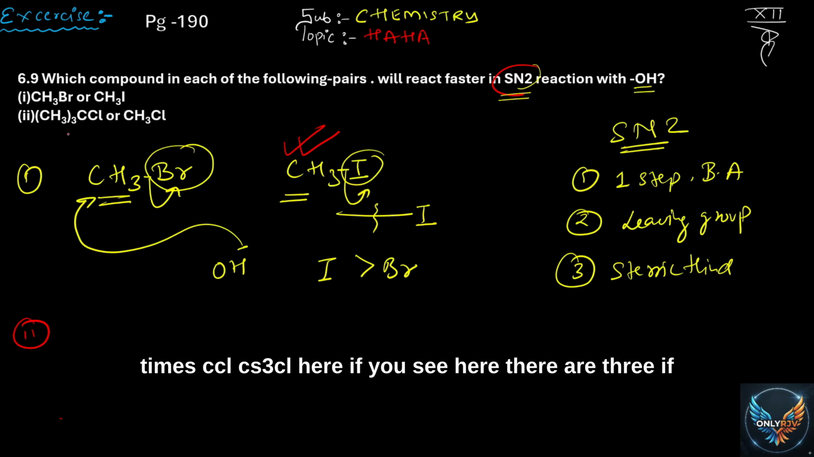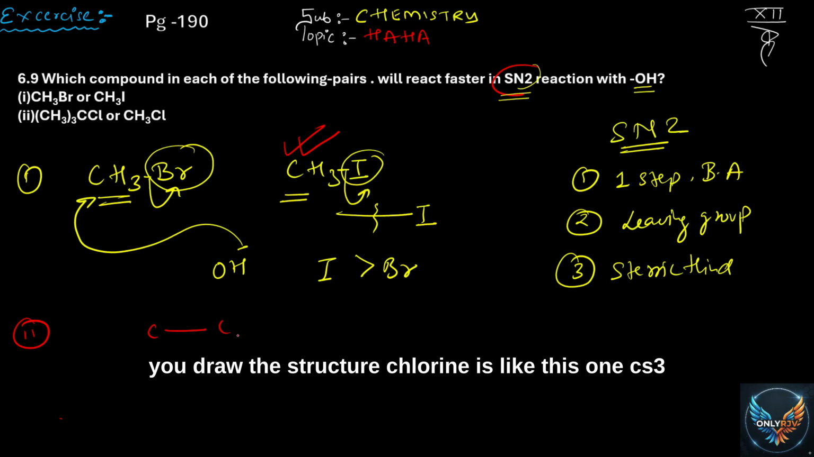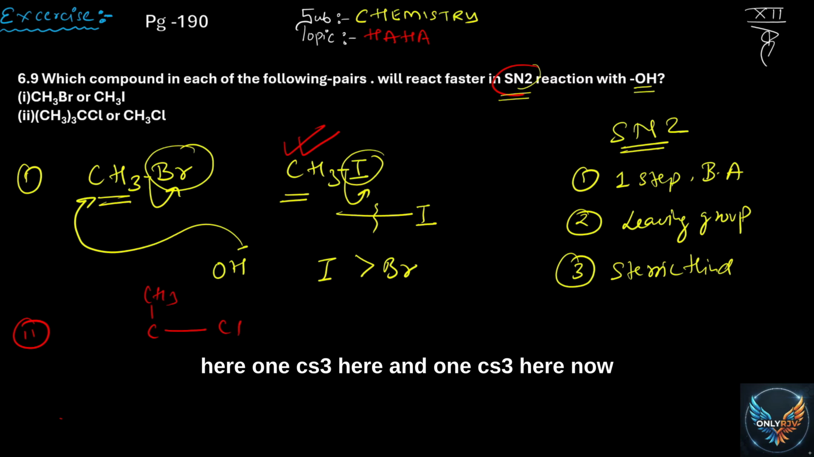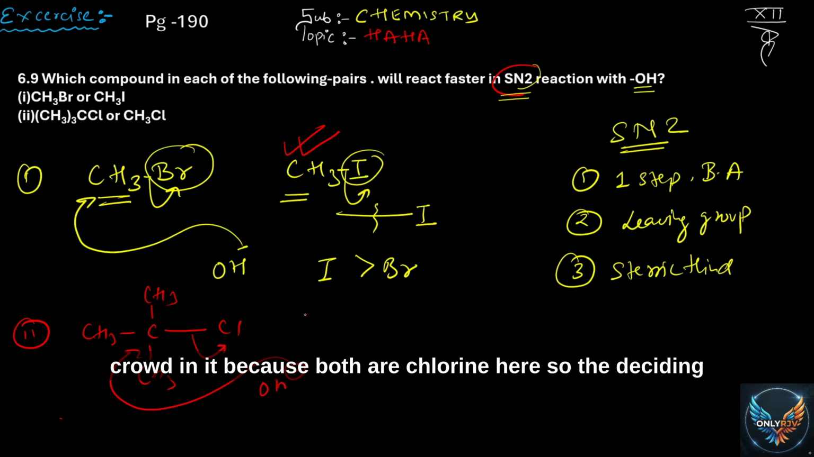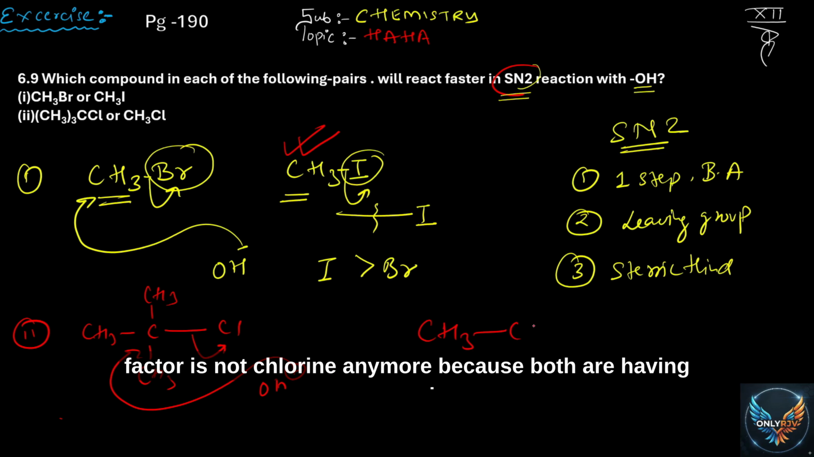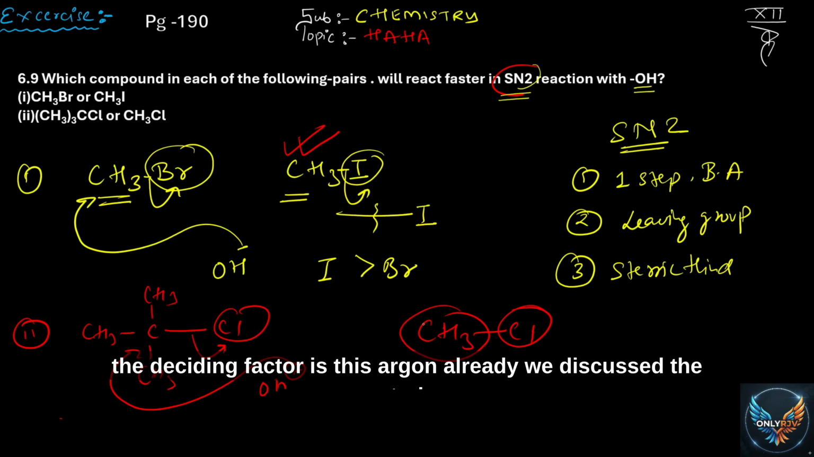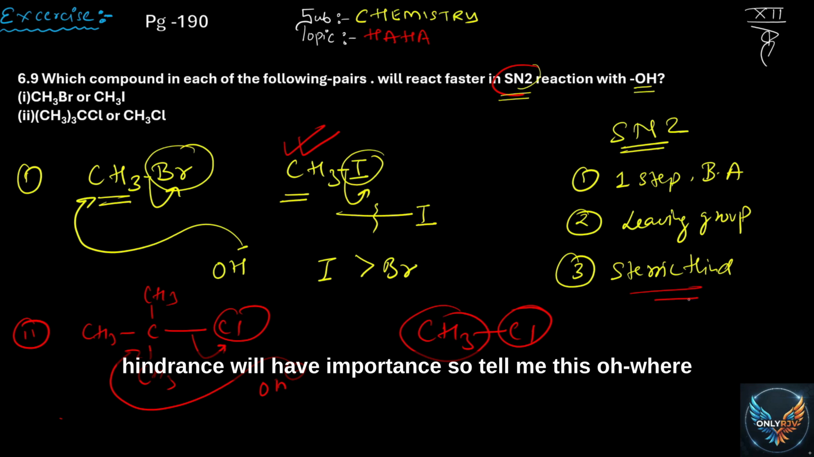Here, if you see, there are three. If you draw the structure, chlorine is like this: one CH3 here, one CH3 here, and one CH3 here. Now when OH minus comes, there is too much crowdedness. Both have chlorine, so the deciding factor is not chlorine anymore because both are the same. The deciding factor is this R group. Already we discussed that steric hindrance will have importance.